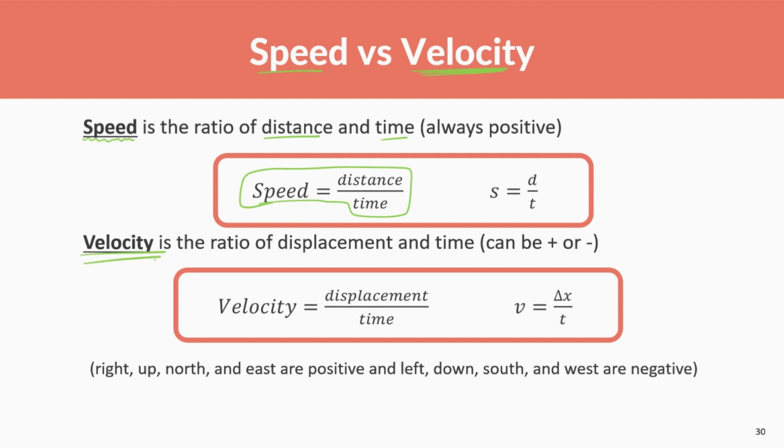However, velocity is the ratio of displacement and time, and it's a vector quantity, so it implies a direction. So it can be positive or negative because the negative can imply going to the left, going west, or going south, while positive can imply going to the right, going up, going to the east, and so on. The formula of velocity is the displacement divided by time. Displacement can be positive or negative, and we annotate it like this: v equals change in x, or change in position, divided by time. Okay, so let's get started with this.